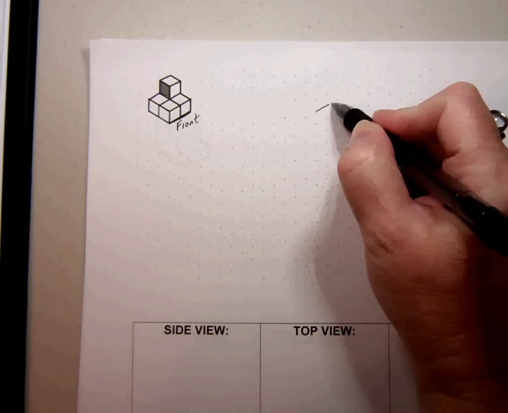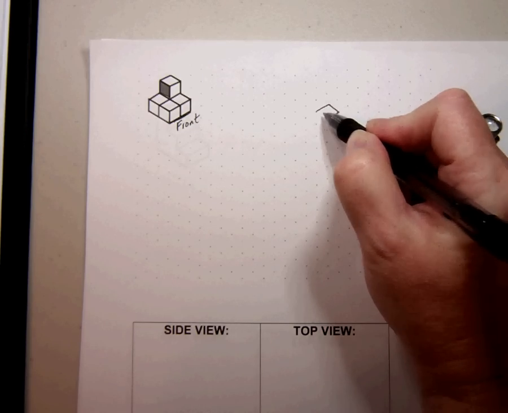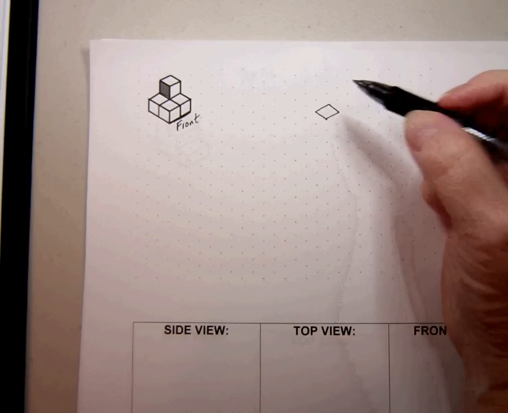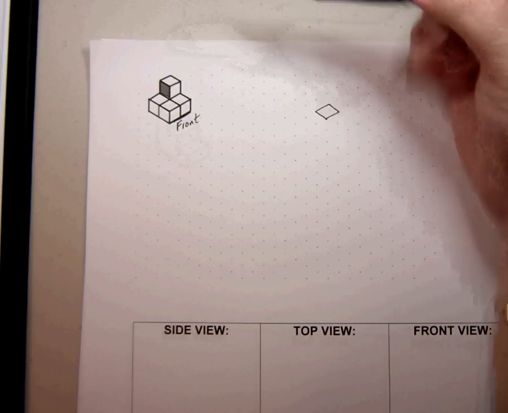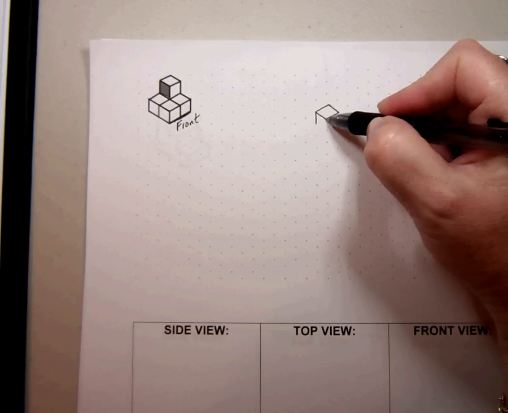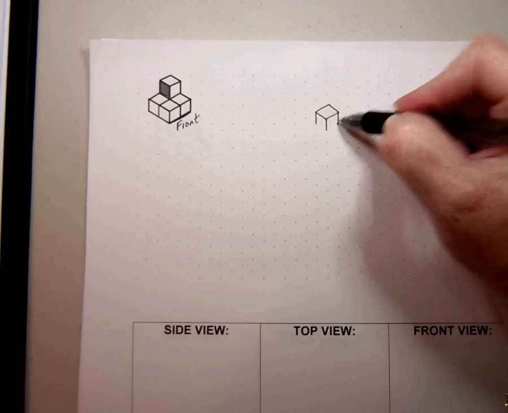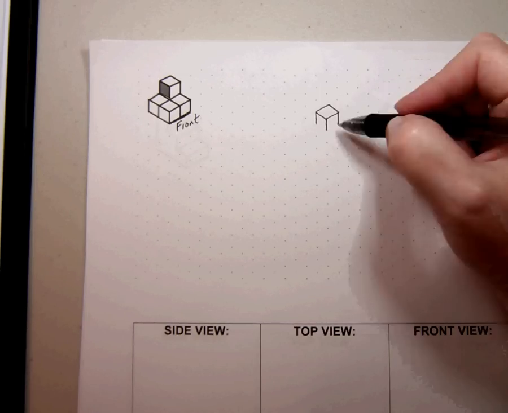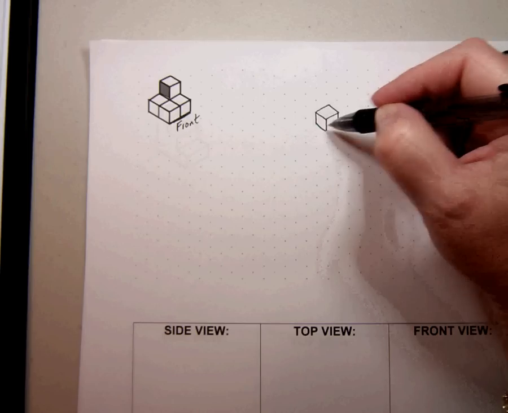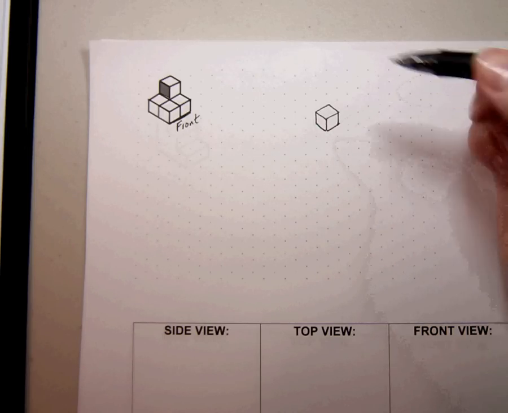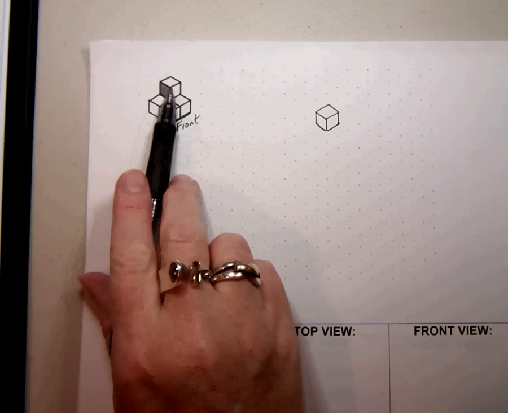To start, draw a diamond, and that gives you that top. We're drawing this top part right here, and then draw 3 vertical lines that come down. That's going to be the 2 front sides of your cube, and then finish that out. Now you've drawn a cube. Let's draw this top one right here.